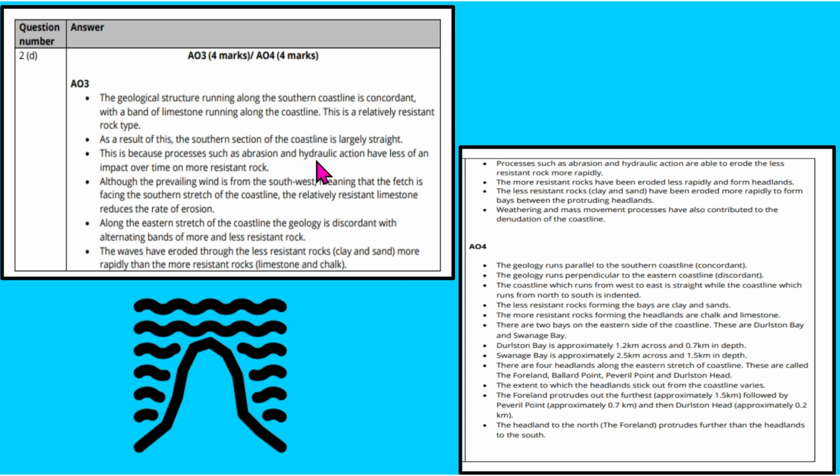Again, pause the video, have a read of it. But we see here, the ones I was drawn to when I was reading this were discordant and alternating bands. So I like that. Hard rock, soft rock, rate of erosion. Yeah, that's a nice paragraph I can write about. Okay, and it comes up again here in AO4 too. All right?